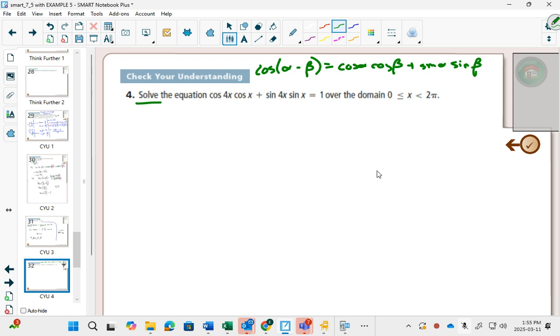Okay, next year in AP Calculus, they don't give you these formulas. So then you would have to know them from memory for AP Calculus. So cos plus sine is cos of alpha minus beta. This matches up perfectly with this being my alpha, this being my beta, this is my alpha, this is my beta. So I can take that left-hand side and rewrite the whole thing as cos of alpha 4x minus beta x, which then just becomes cos 3x equals 1.